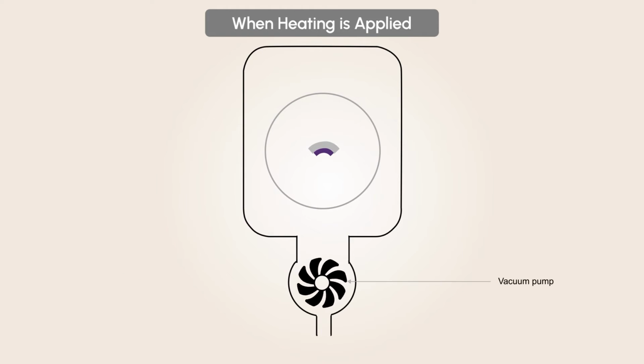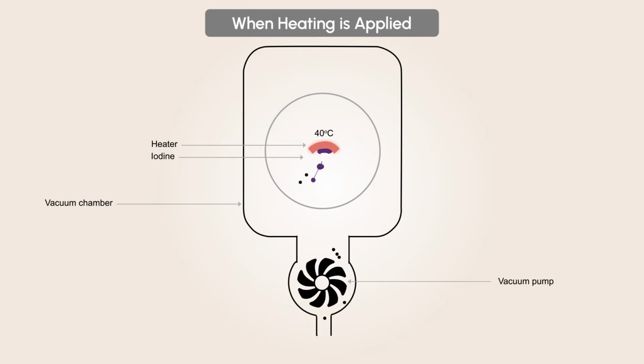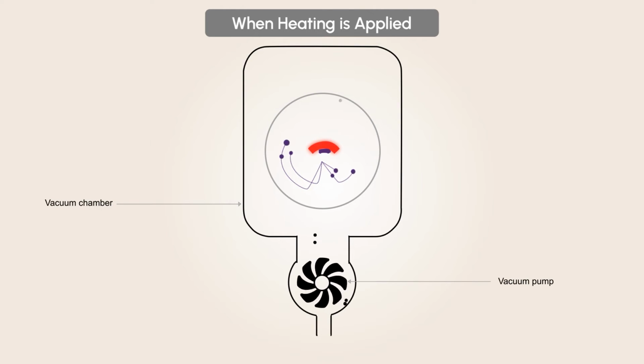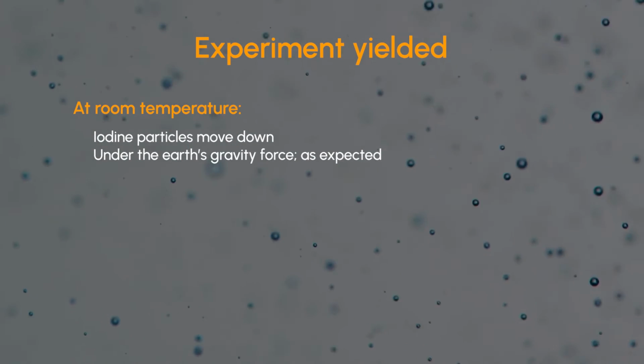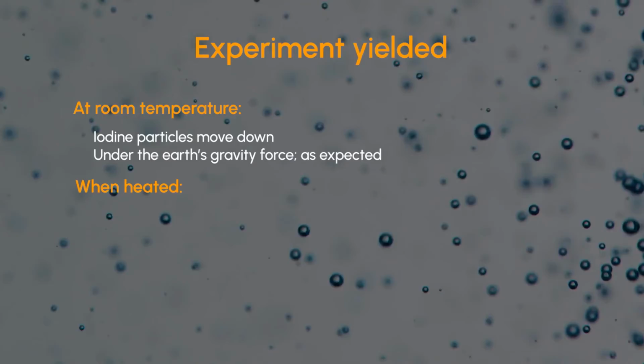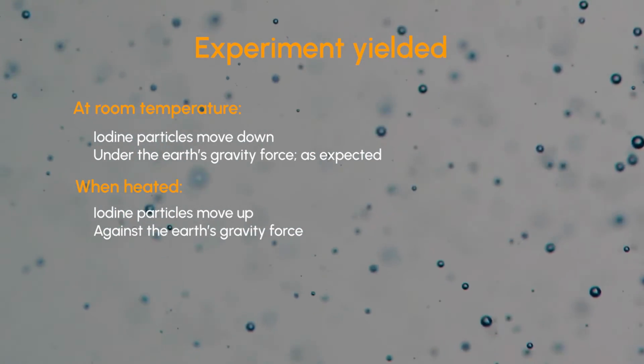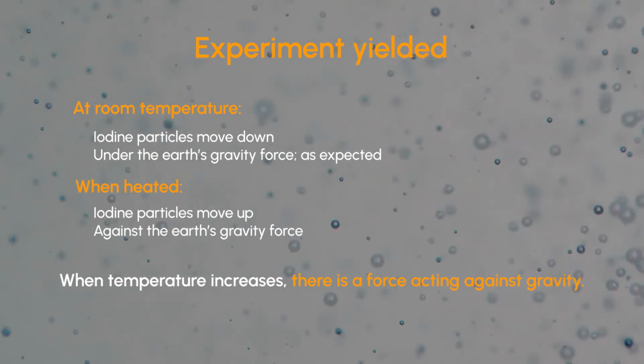When heating is applied, iodine particles leaving the iodine crystal deposit move upwards and deposit at the top of the paper jacket with time. Such deposition can be visually observed, as the heater plate itself covers the iodine particles from moving directly in the upward direction. The particles initially move down, then turn around to move upwards and deposit at the top of the paper jacket. At room temperature, iodine particles move down under gravity, as expected. When heated, iodine particles move up against gravity. When temperature increases, there is a force acting against gravity.